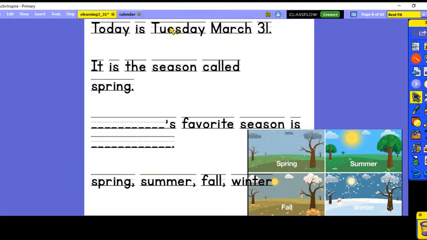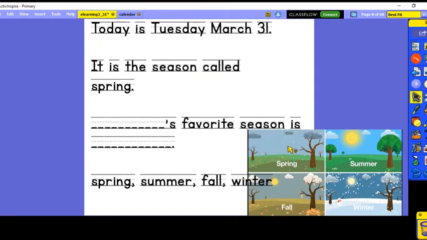Okay, let's look at our morning message for today. Today is Tuesday, March 31st. It is the season called spring. Okay, I want you to think about what your favorite season is. And you can think about that as we're doing our morning message. And here are the different seasons.